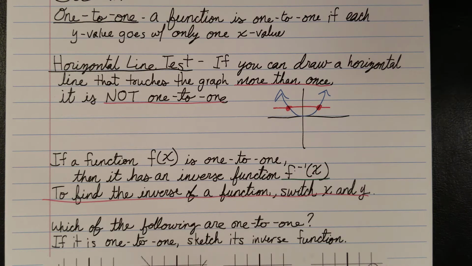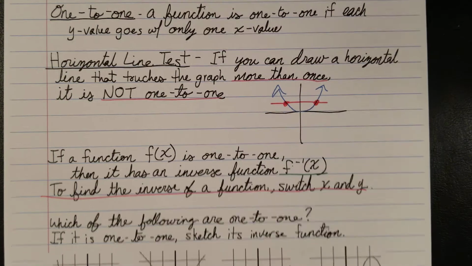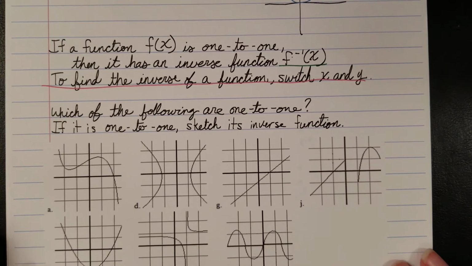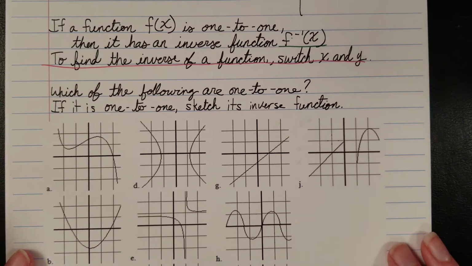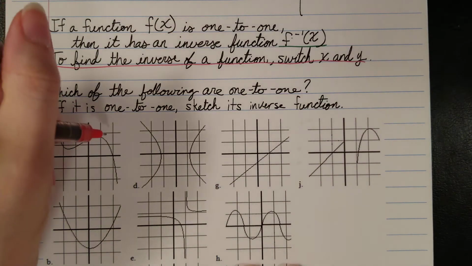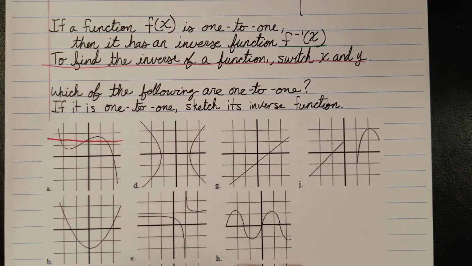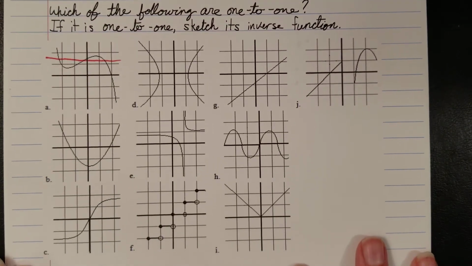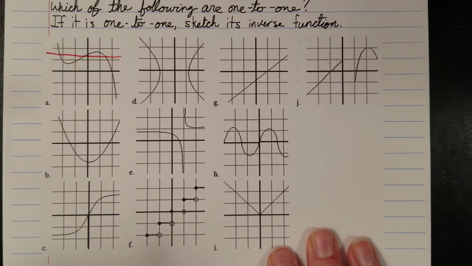All right, so which of the following is one-to-one? And if it is one-to-one, sketch the inverse. Graph A is not one-to-one, so it does not have an inverse. Graph B is also not one-to-one, so it doesn't have an inverse.